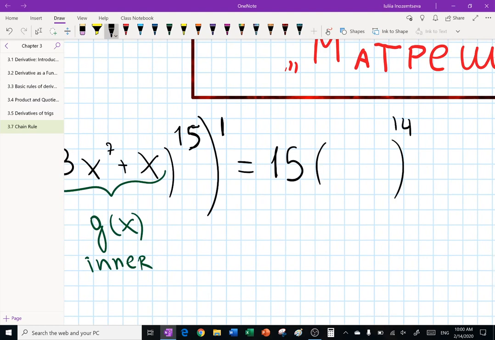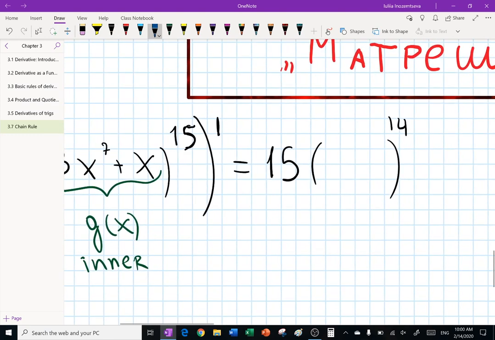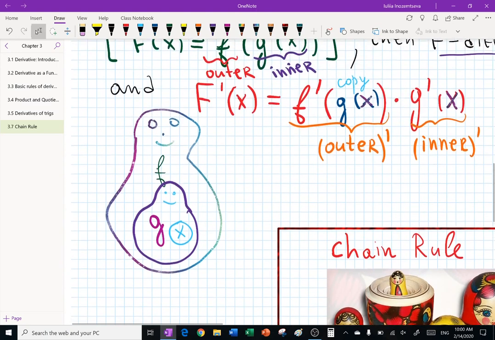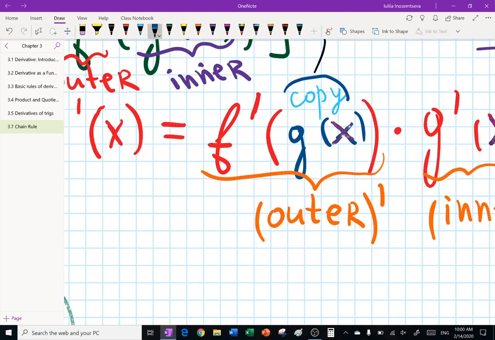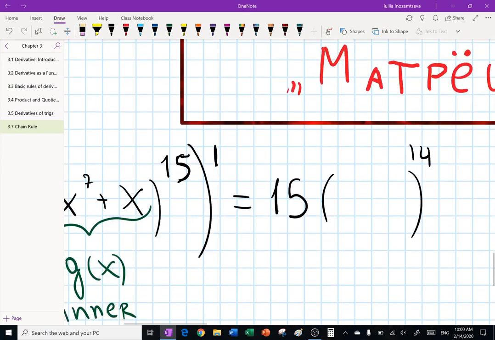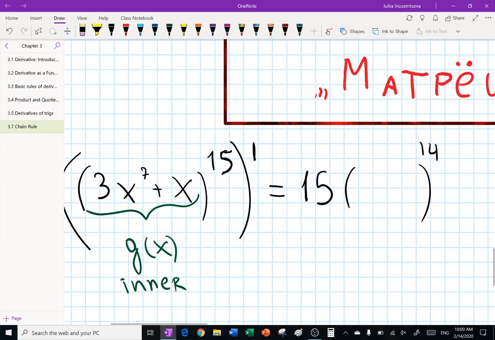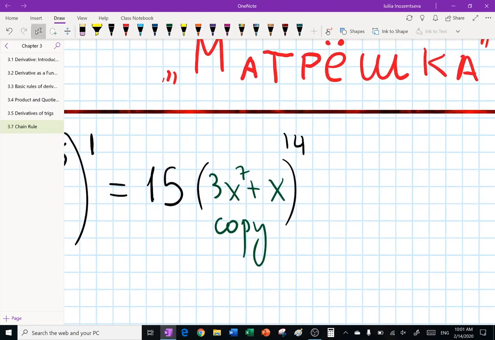All agree? And now the most common mistake students do is differentiating the inside part. No, the formula says you cannot touch it yet. You see this piece? It says copy. It means don't touch it. And that's why I'm saying something. So 15 goes down. And then something to the 14. What is this something? The green part, which we called inner function. 3x to the 7 plus x. So copy. That's what I will be repeating many times. Differentiate the outside, copy the inside, because you cannot touch it here.